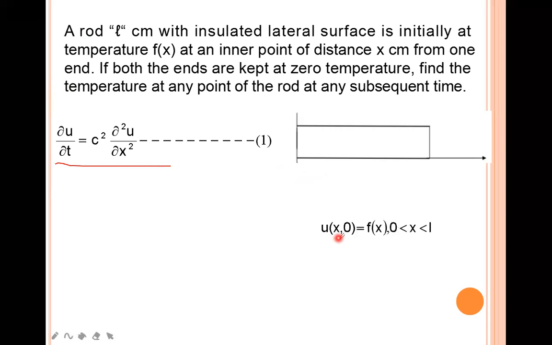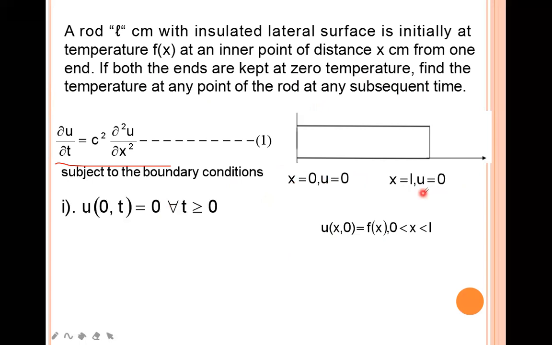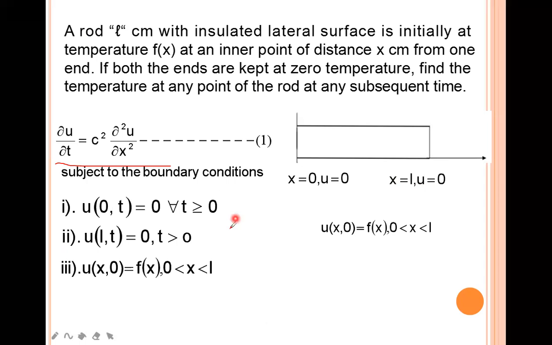So u is temperature, u equal to f of x, and given both ends are kept at zero temperature, that means u is 0 at x equal to 0 and u is 0 at x equal to L. So write this down, subject to these boundary conditions. First, u is 0 at x equal to 0, u is 0 at x equal to L, and u of x comma 0 equal to f of x. Using these boundary conditions, you have to solve the given one-dimensional heat equation.